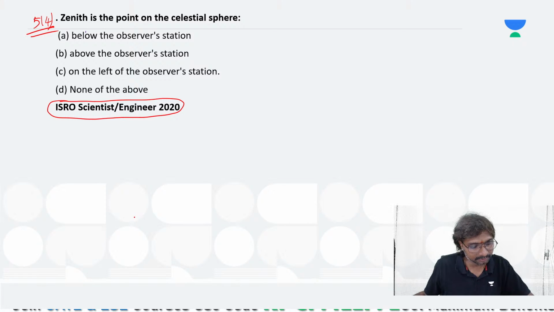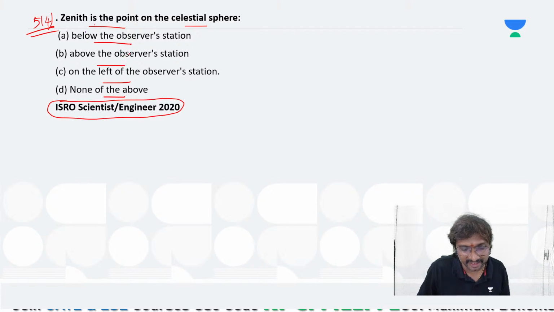Select the answer. Anyone? Zenith is the point on the celestial sphere: below the observer station, above the observer station, on the left of the observer station, none of the above, right? So which one is taken as your zenith?